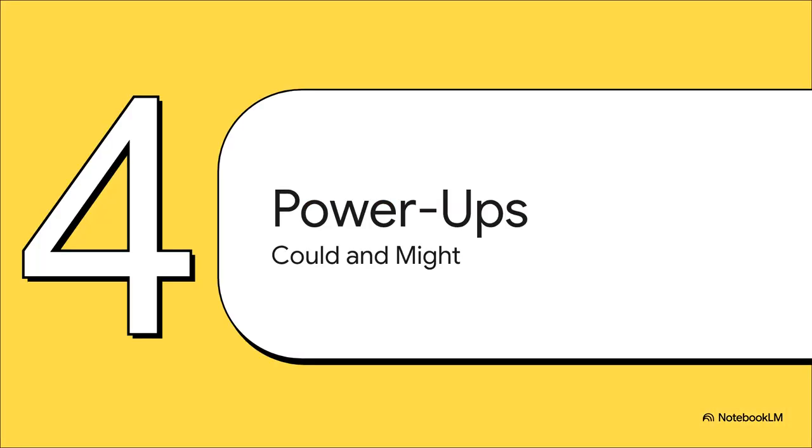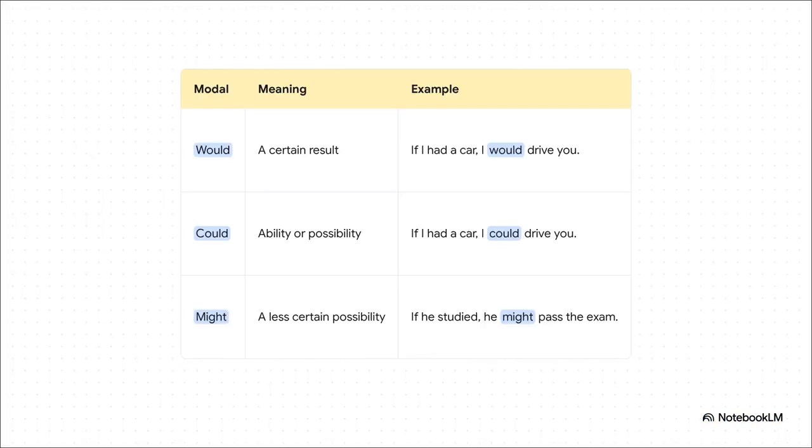Now, would is our main player in the result clause, but we actually have a couple of power-ups we can use. These let us add a little more nuance to what we're saying. Let's talk about could and might. Just look at how these tiny words completely change the feeling. Would suggests a pretty certain result. Saying I would drive you is basically a promise. Could is more about ability or possibility. I could drive you means I'd have the option to. And might adds even more uncertainty. He might pass the exam tells us it's possible, but it is far from a sure thing.